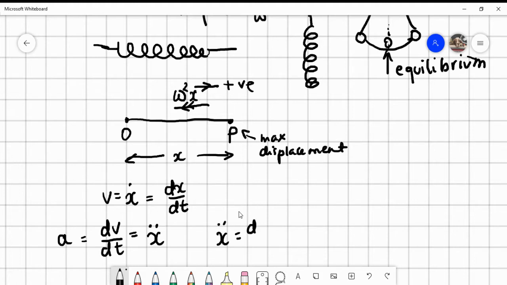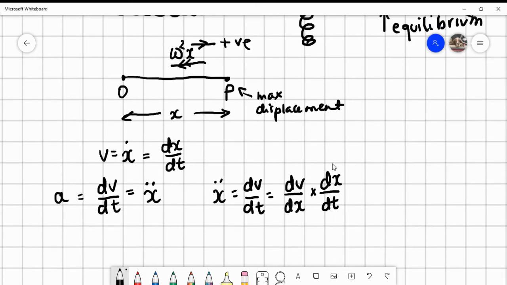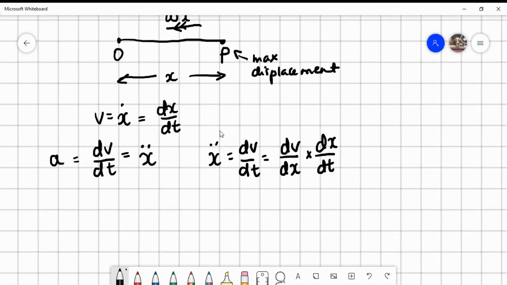in the following way. We can write dv/dt, using the chain rule, as the product of two differentials. The first one is dv/dx, so the velocity with respect to x, and then dx/dt. And as you can see, dx/dt is our velocity to begin with. So that is going to be velocity times dv/dx.